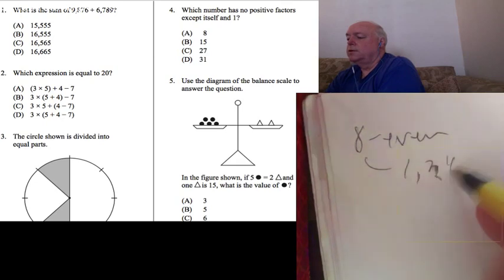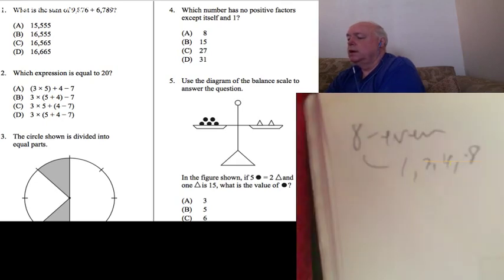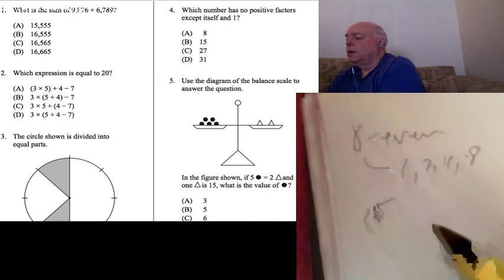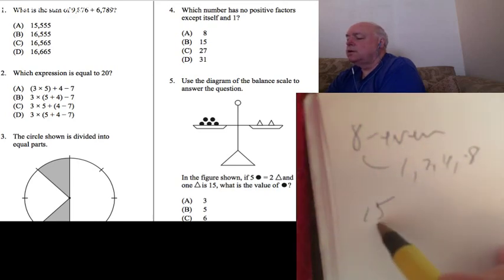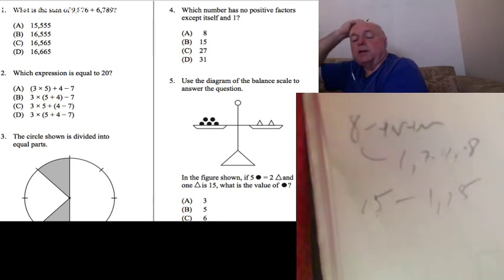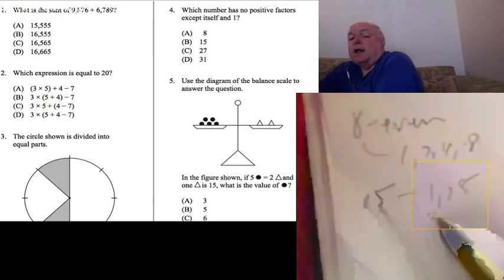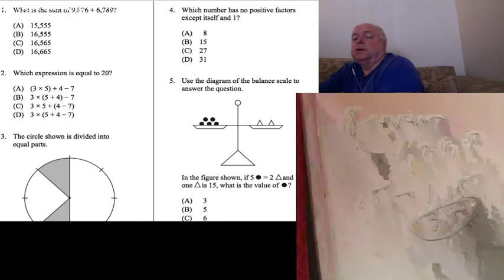Some kid's going to say, oh, it divides by 2. No, it doesn't. And then they're going to just be left with its factors of 1 and 15 and totally forget about 3 and 5, and just answer B because it's the second one and not try C and D.